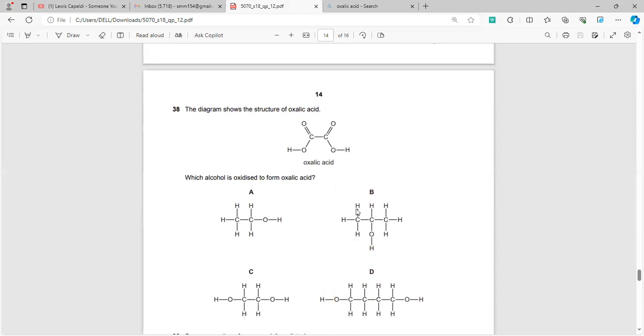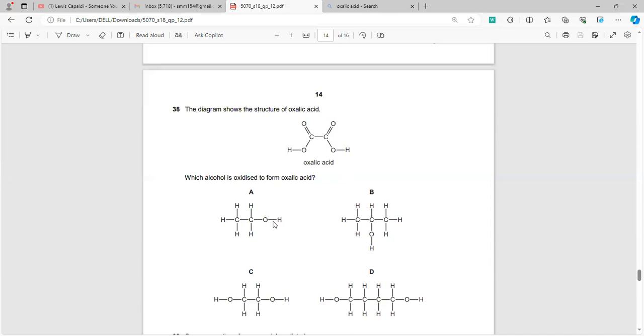Now in question number 39, which alcohol is oxidized? Oxidized means in the presence of oxygen, it forms ethanoic acid. Now, this linkage of carbon double bond oxygen and OH is the functional group of acids. Similarly, this is the functional group. What is a functional group? A functional group is like an ID card or identity mark by which we can classify a chemical compound.